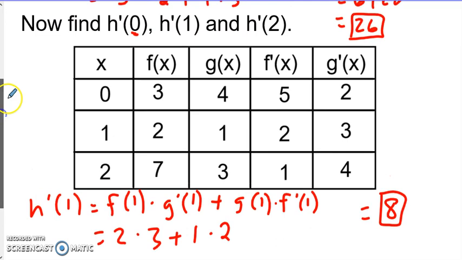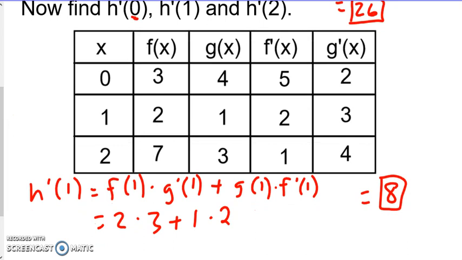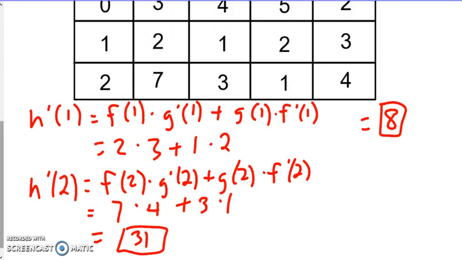And go ahead and pause. I'd like you to do the last one, h prime of 2, and then push play when you're ready to check your answer. Okay, so the answer is 31 for the h prime of 2. All right, so this concludes the product rule.